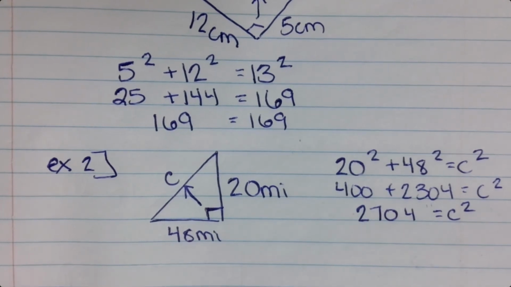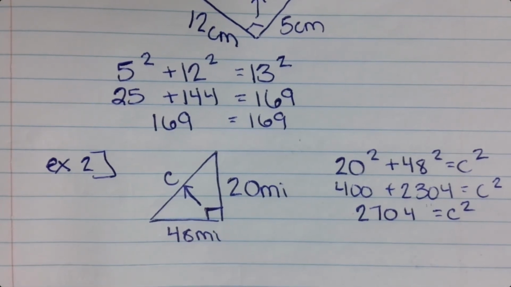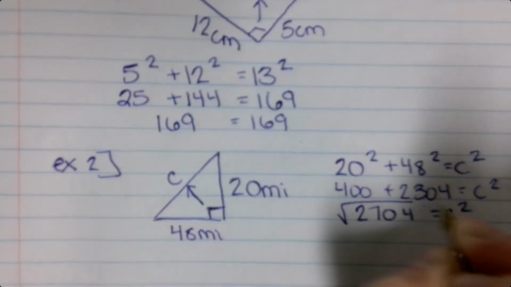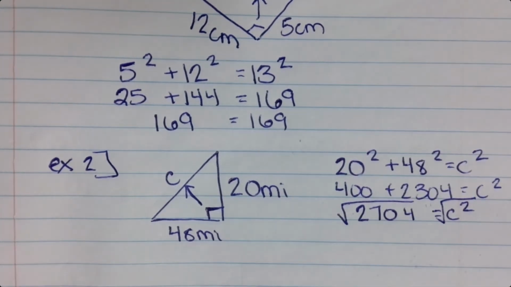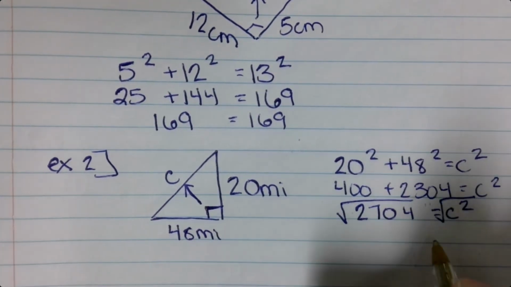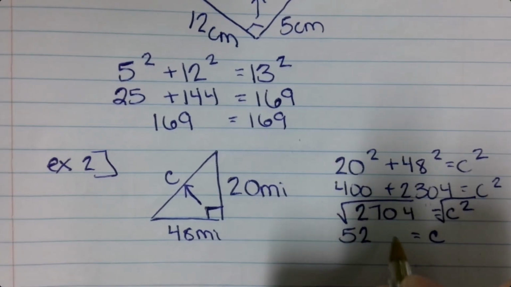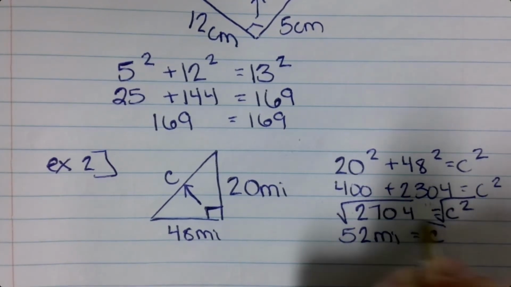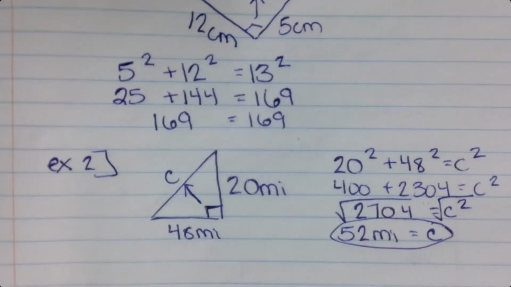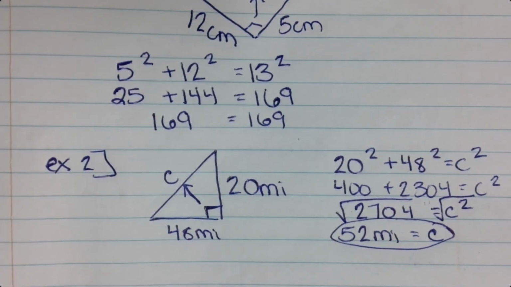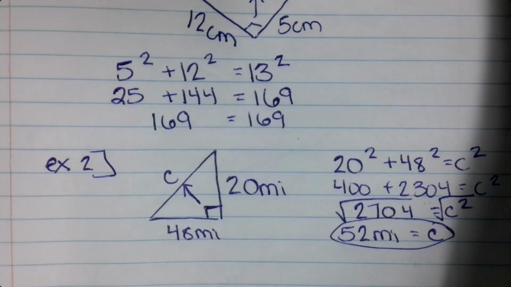Remember how on Thursday or Friday, depending on when your class is, we did those square roots? I know we are using that table, and you probably didn't write it exactly as I did, but this is why I was writing it that way. Because now we need to do the square root of that number so we can get that final side. So C is going to equal 52 miles.